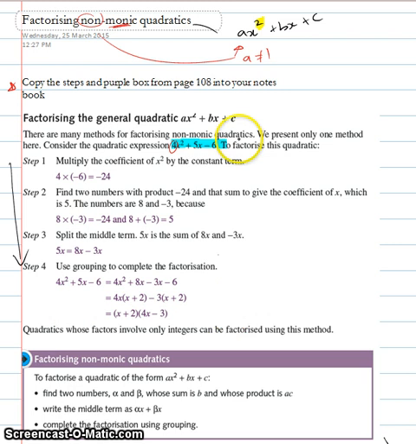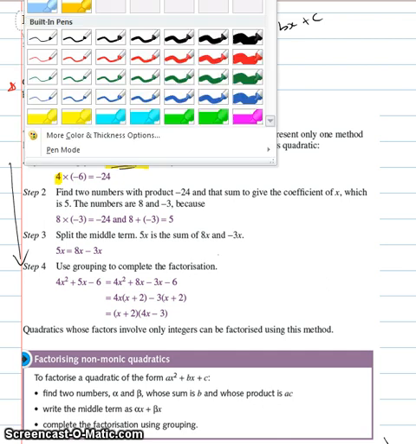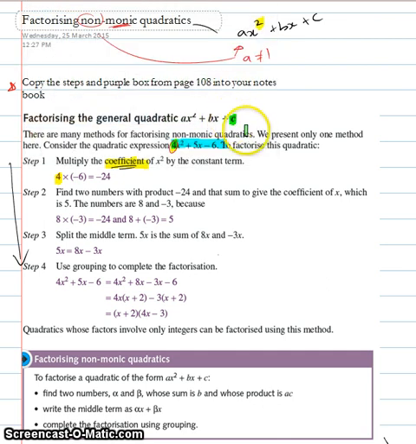So multiply the coefficient of x squared. What's the coefficient of x squared? It's the number in front of x squared, so 4, by the constant term. What's the constant term? It's the one without the x in front of it. That constant term is that one there, and it's negative 6. So we have to be aware of it being positive or negative. So we get negative 24 when 4 times minus 6.